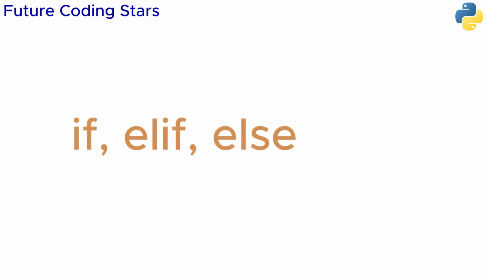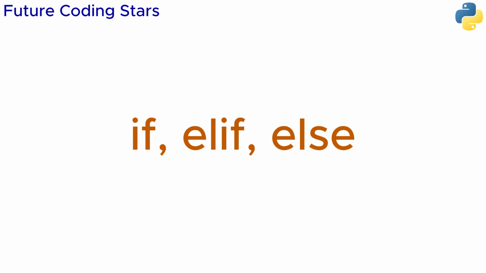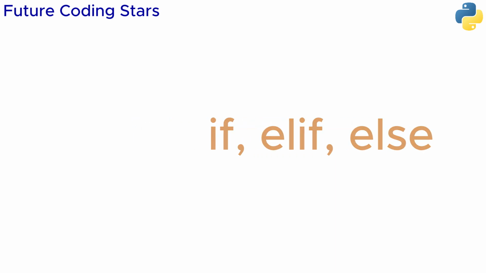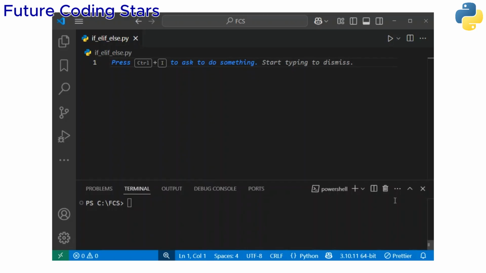Okay, we've covered the theory: if, elif, else, comparison operators, and logical operators. Now let's get our hands dirty with some live coding. All right, let's open up our code editor. We'll start simple and build up. First, let's check if a number is positive or negative. We'll ask the user for input.